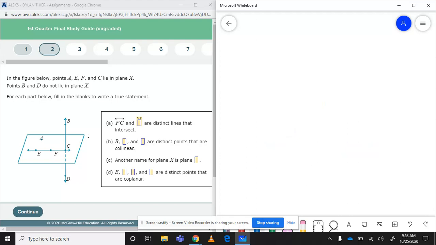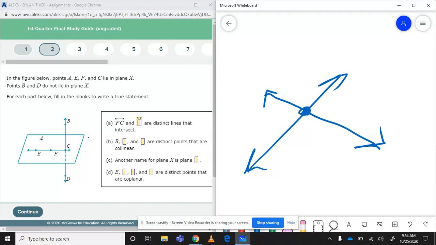It doesn't have edges. In this picture, we draw them with edges and we don't draw the arrows. So we just use the vocabulary to say that this is a plane and you have to imagine that it stretches out forever. Okay, so looking through the questions, they're asking for 2 lines that intersect. So intersect just means there are 2 lines that cross over somewhere.